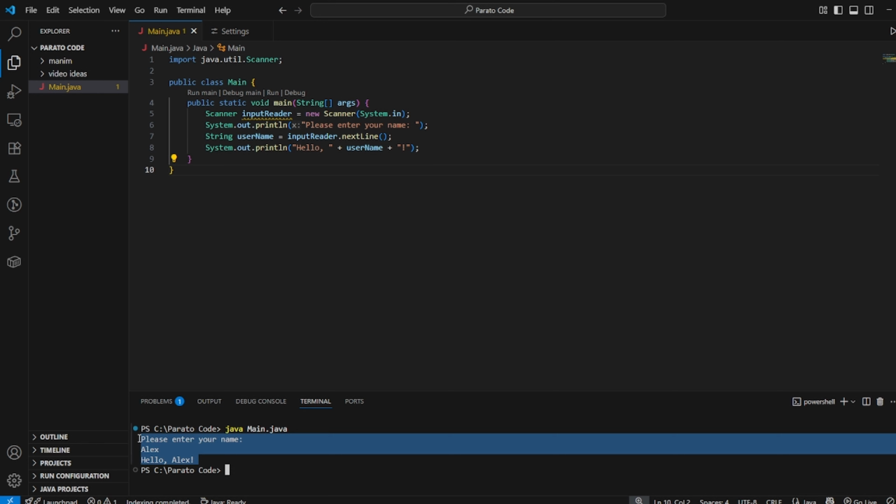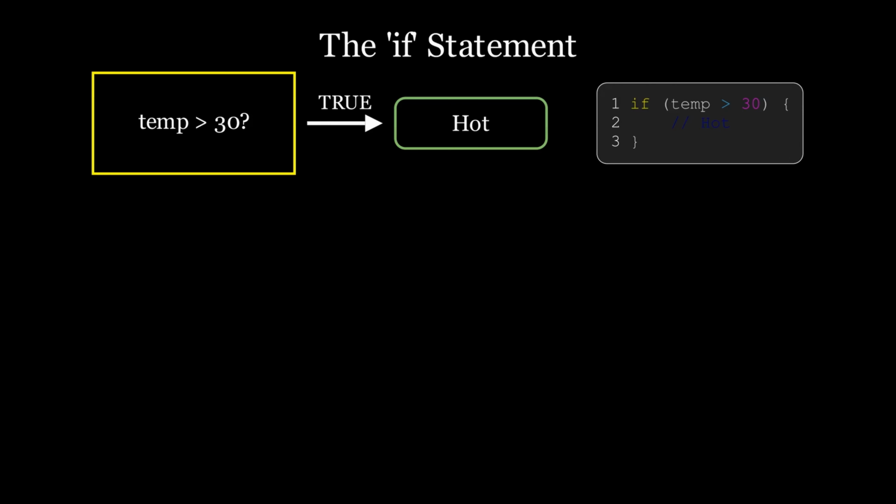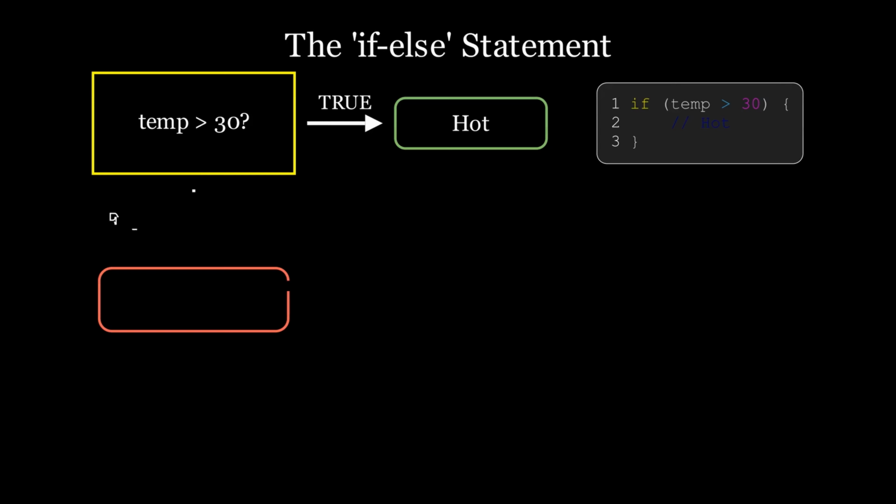Okay, so now our program can listen. But what's the point of listening if we don't do anything with the information? This is where we need to make decisions. In programming, the most fundamental way to make a decision is with an if statement. Think of an if statement as a fork in the road. It checks if a certain condition is true. If it is, and only if it is, we will execute a specific block of code.